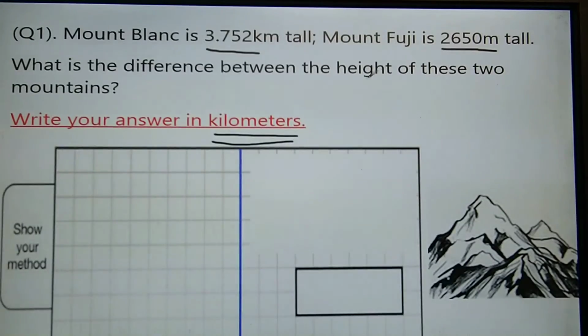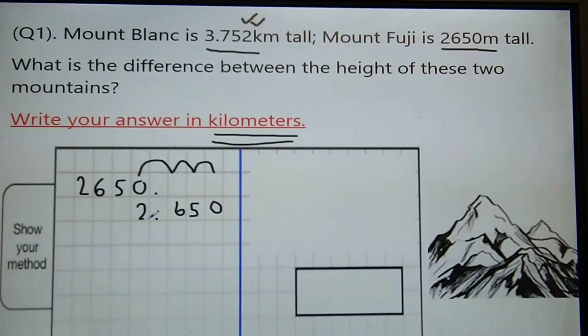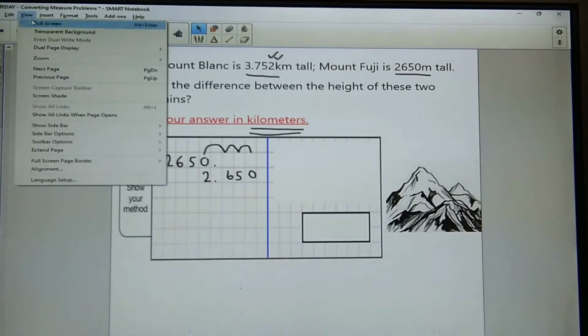So the problem we've got here is one of our mountains, Mount Fuji, is not in kilometers. Mount Blanc is, so I think that's okay to just keep that information the way it is. But we're going to need to do something with this 2,650 meters. We're going to need to turn that into kilometers before we can do anything else. So if you remember, we've been practicing dividing by 1,000, which is what we're going to do to turn our meters into kilometers. So I'm going to move each digit 1, 2, 3 places to find out how tall this mountain is in kilometers. And now we can see that Mount Fuji is 2.650 kilometers tall.